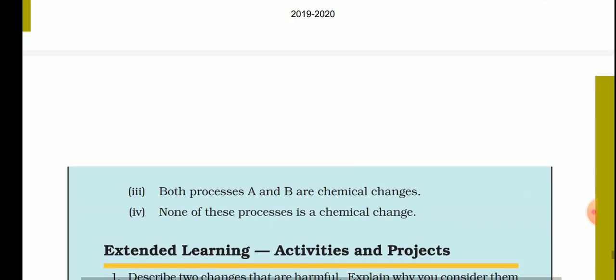Okay, students. I hope the exercise is clear to you and the chapter is also clear to you. So this concludes our chapter, physical and chemical changes. Complete the chapter, make notes, complete the exercise.